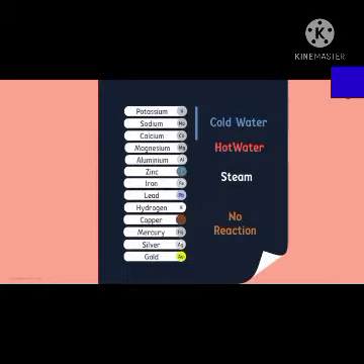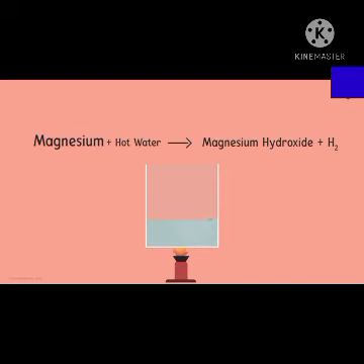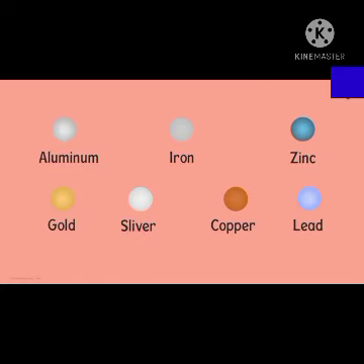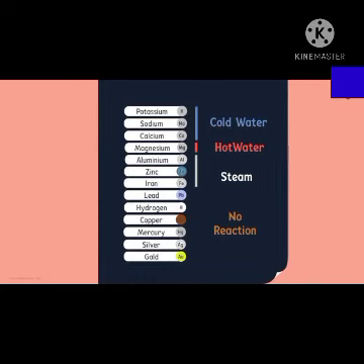Now, let us see magnesium. Does it react with cold water? No, it does not. But magnesium reacts with hot water to form magnesium hydroxide and hydrogen gas. Just like calcium, it starts floating due to the hydrogen gas sticking to the surface. The remaining metals we see here don't react with hot water or cold water, but aluminium, iron and zinc react with steam to form metal oxide and hydrogen gas.